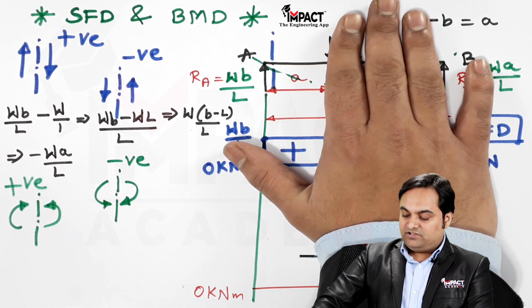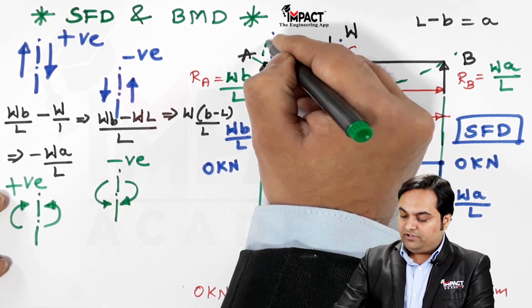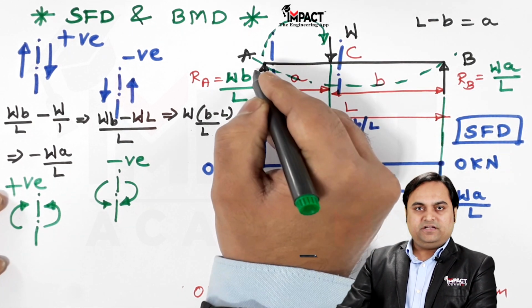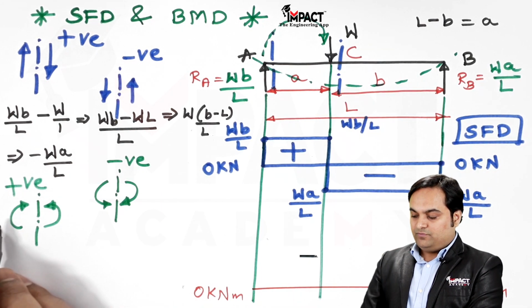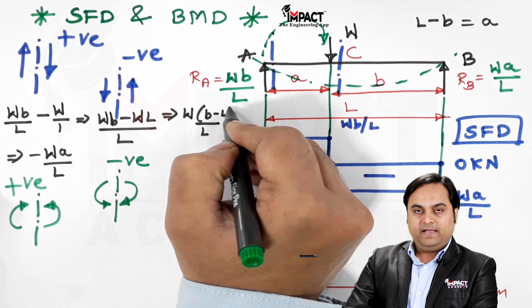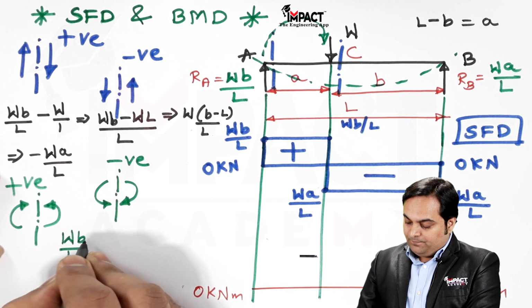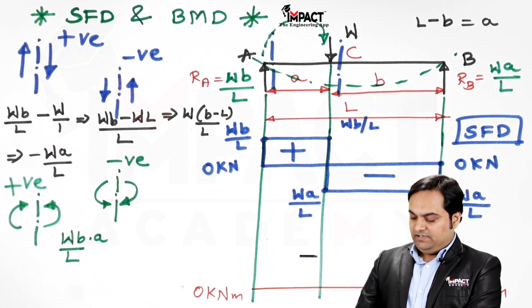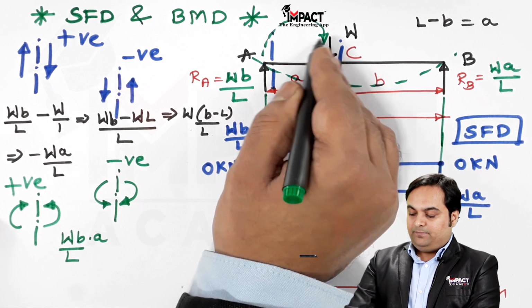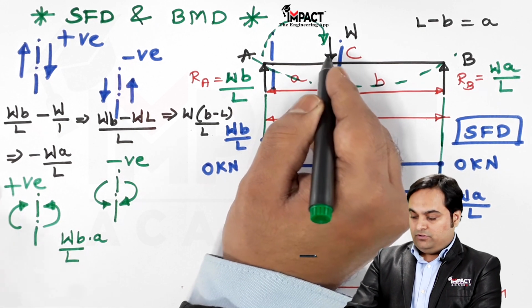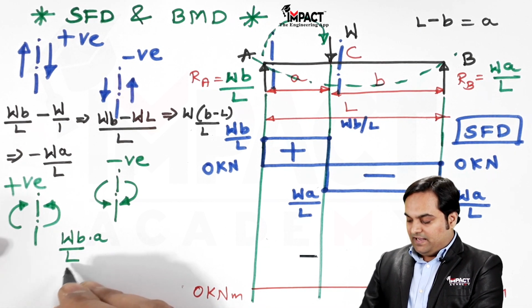So WB by L is the force which is acting in the upward direction. When I bring this force up to point C, it will be producing a moment in the clockwise direction, and since it is on the left side of point C, on the left side clockwise moment is positive, so we have WB by L into A. So WB by L into A, that is the amount of bending moment. And apart from that, at point C the load W is also acting, but its moment would be 0 because it is passing through the same point. So the value of bending moment is WAB by L.